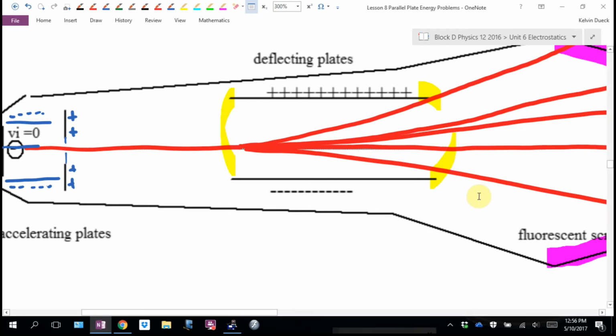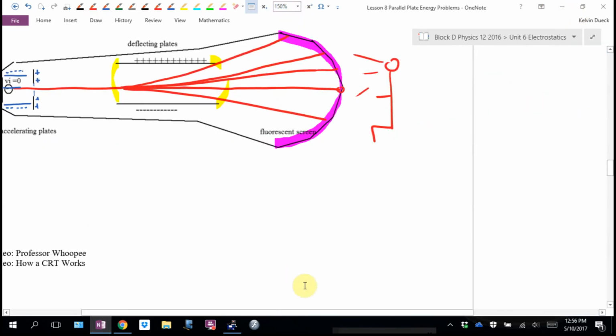Oh, for color, you have 3 guns. One red, one blue, and one green. There, now we've invented color TV. Okay, is that all right? Let's simplify this down a little bit.